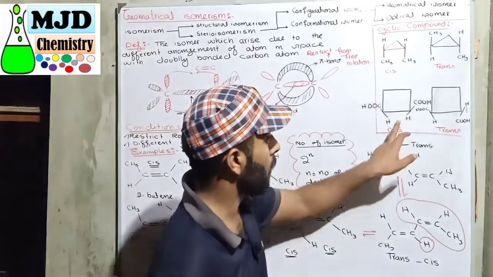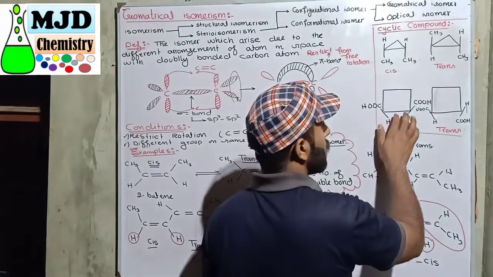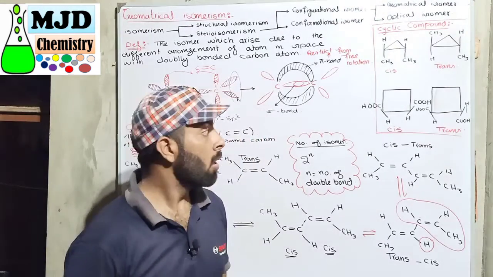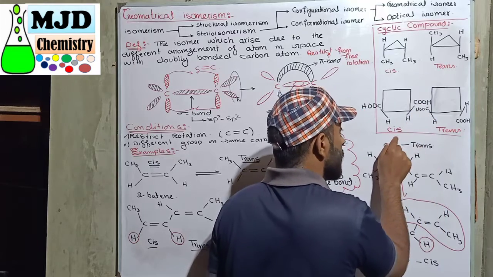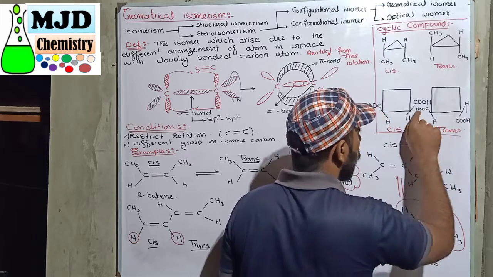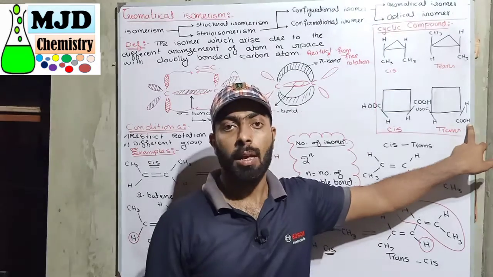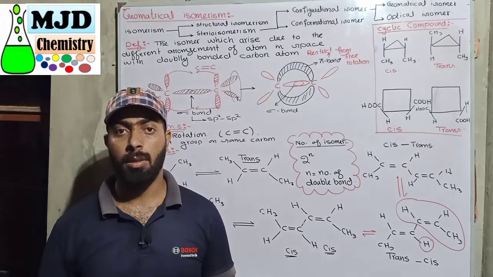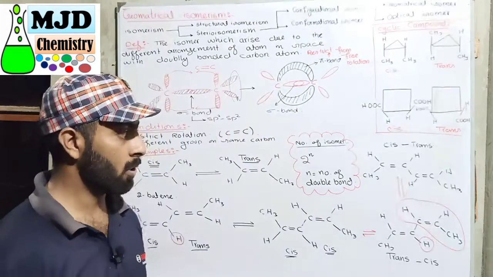Look at another example. Here is a carboxylic group which is attached to a cyclobutane. The same functional groups are present on the same side. Then we say that this is a cis isomer, and when the same functional groups are present on opposite sides, one above and another below, then we say that this is a trans isomer. That is all about geometrical isomerism. Best of luck.